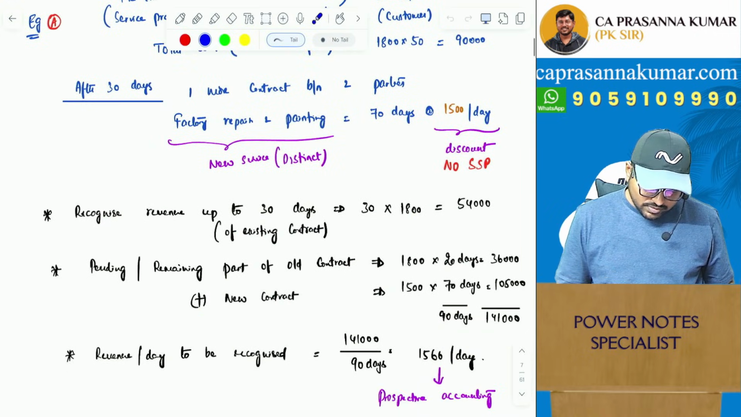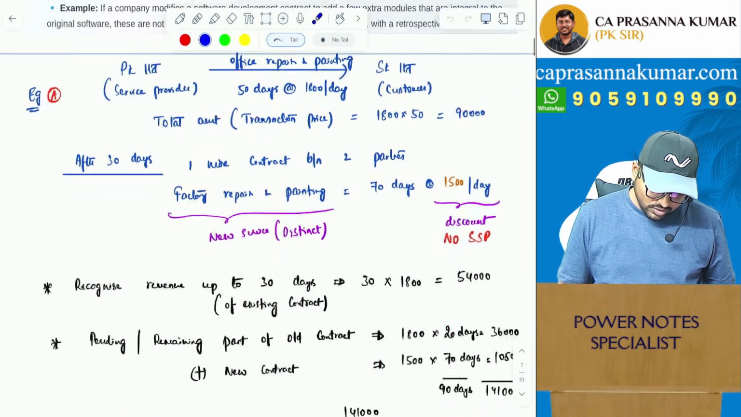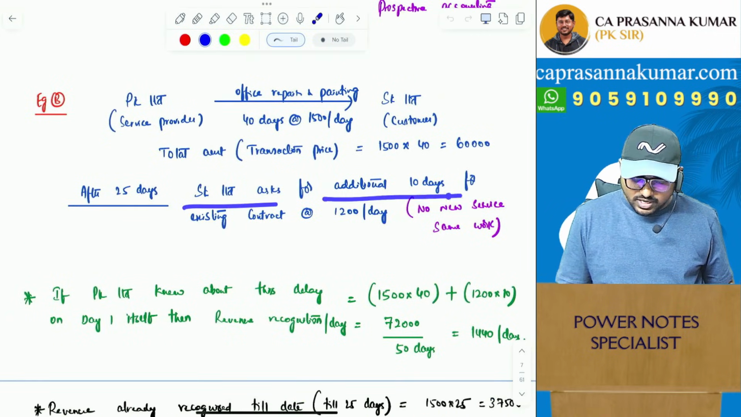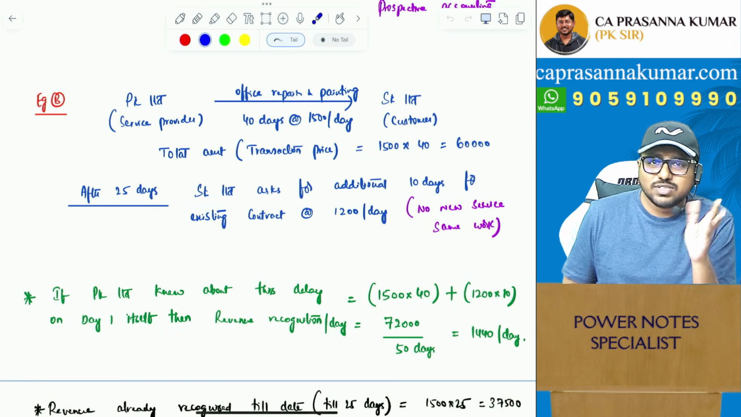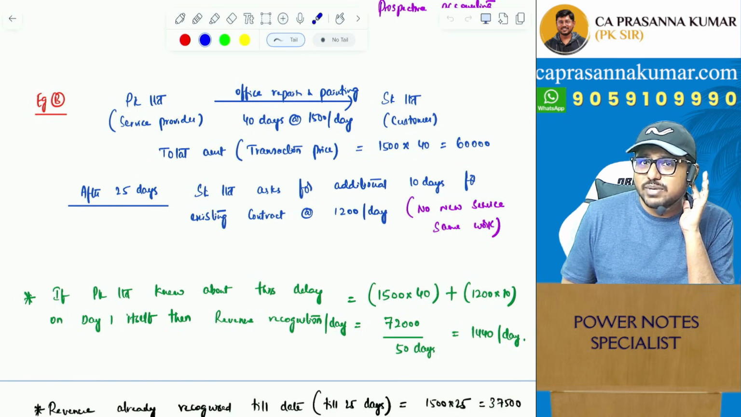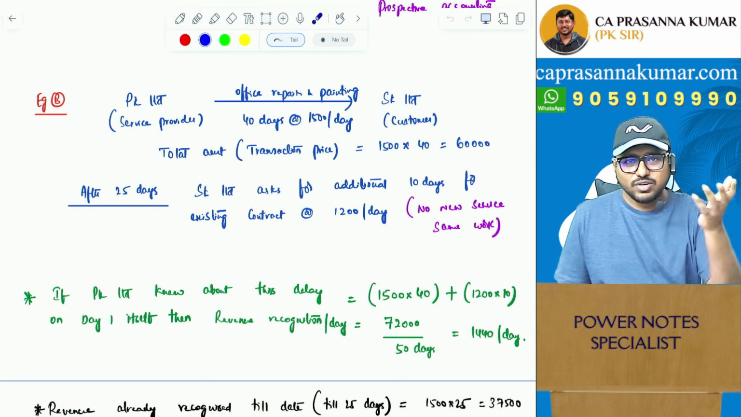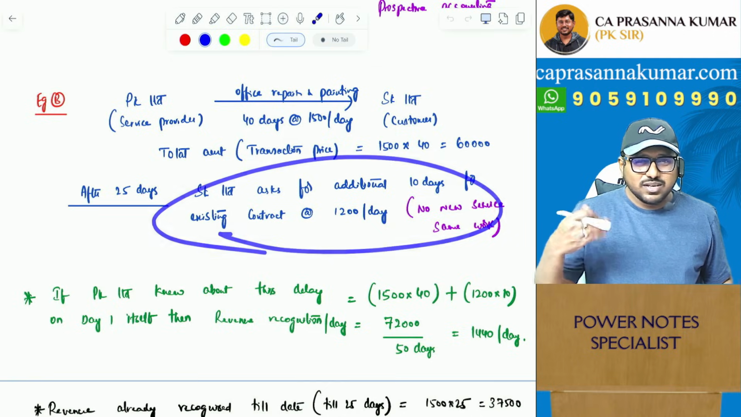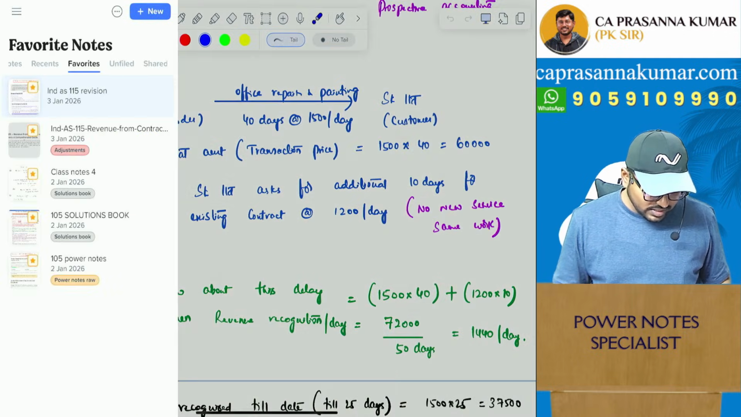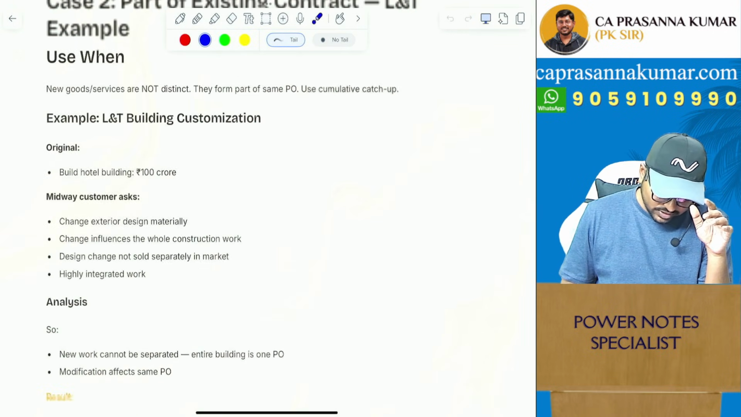Now some of the students might get a doubt: why would the customer ask for additional 10 days? Because the customer asks for some change, some modification, some customization in the middle. Sir, why would this guy accept? Because those are all part and parcel of the game. If I give you a real life example, you'll understand. Because it's a revision session, I don't have time to explain all these things in detail, but anyway, I'll give you an example.